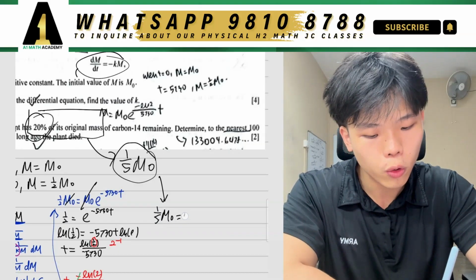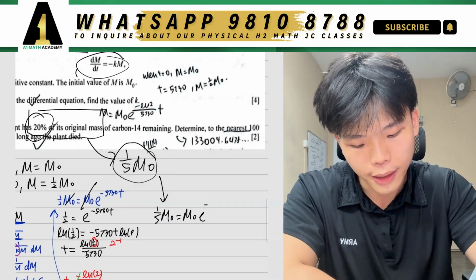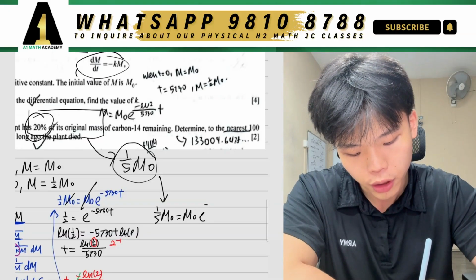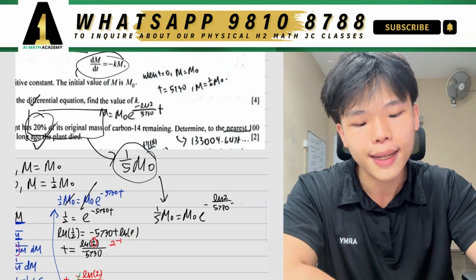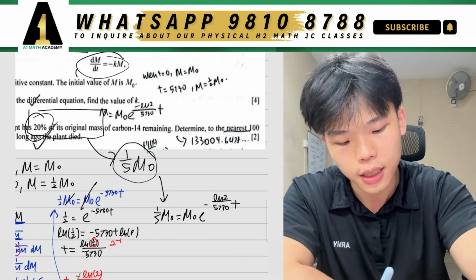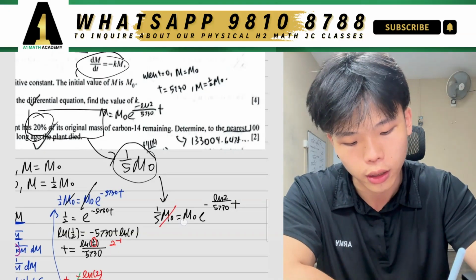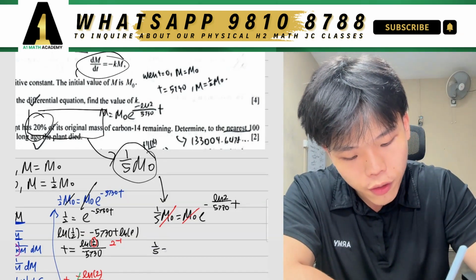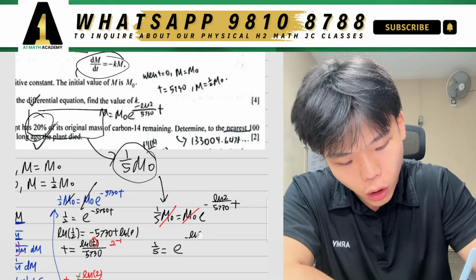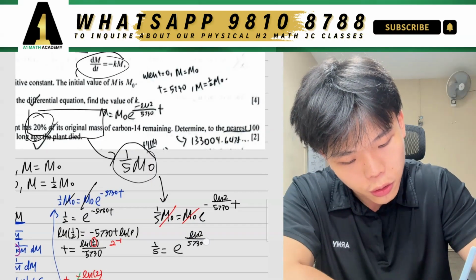1/5 m0 is m0 e to the minus, just take note that now we know the value of k, so it's ln 2 over 5730 t. And now to solve for t is fairly straightforward. We can strike out the m0 over here, because m0 is just a constant. 1/5 is e to the minus ln 2 over 5730 t.